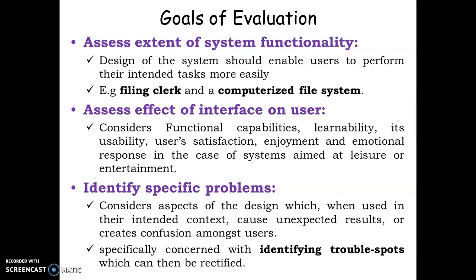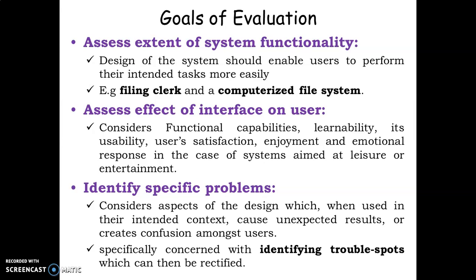Now let's see what the different goals of evaluation are. So evaluation mainly has three goals. The first one is to assess the extent of system functionality. The next one is to assess the effect of the interface on the user. And the last one is to identify specific problems. Now, let's start from the very first one: assess the extent of system functionality.